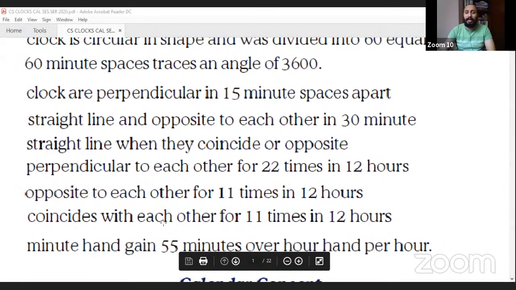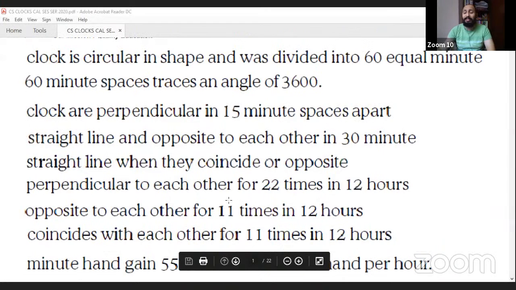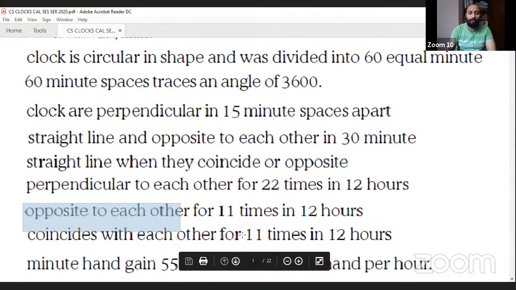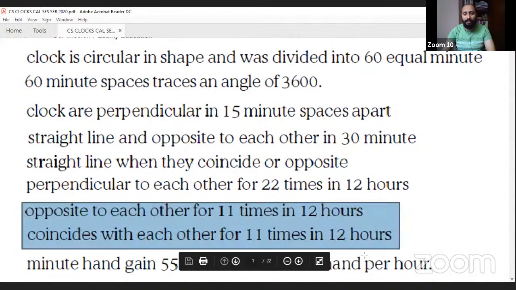So if they ask about straight lines in 12 hours, this 11 plus this 11, opposite and coincide, is 22 times, I can say. Are you getting it? So when they're asking straight lines, I can take both of these together and call it 22 times in 12 hours. Straight line means combining these two together.